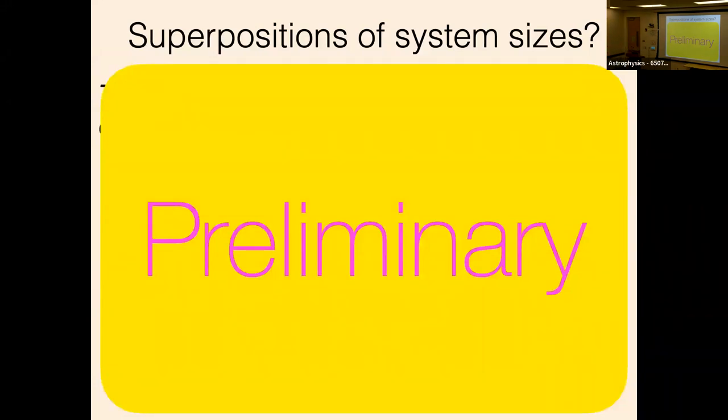So the question is, can we use this same tool instead of doing superpositions of the number of particles in the system? Can we do a superposition of system sizes? So that seems weird because I'm pi pulsing particles in. How can that control the system size? It may not be clear to you, but this data is preliminary.